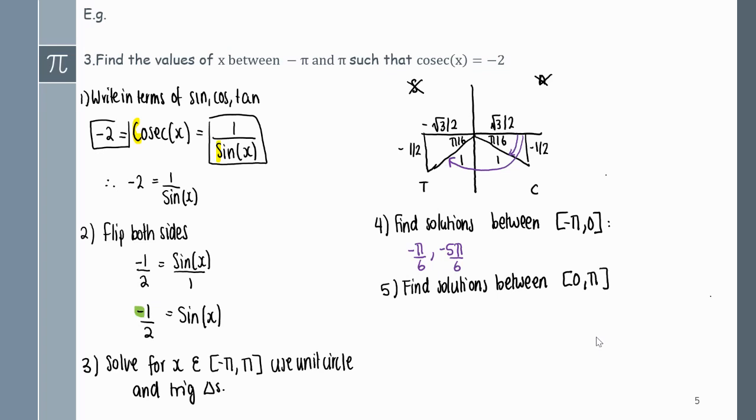To find the solutions between 0 and pi, okay, let's have a look. I go from 0 all the way around to pi. I don't see an angle here. There are no solutions. So we only have two possible solutions, minus pi on 6 and minus 5 pi on 6.